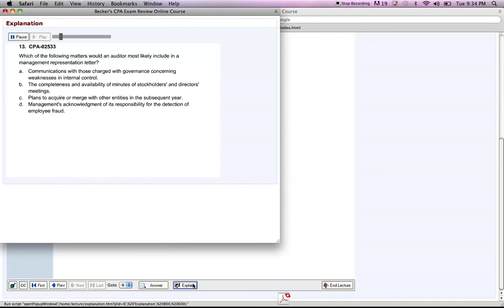Which of the following matters would an auditor most likely include in the management representation letter? The correct answer here is the completeness and availability of minutes of the stockholders and directors' meetings. That one is obviously going to be one that they would put in the representation letter.